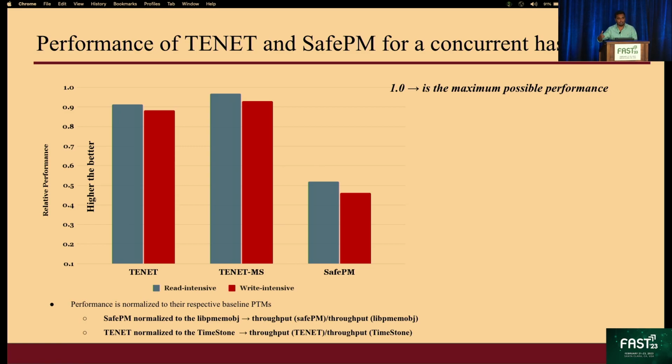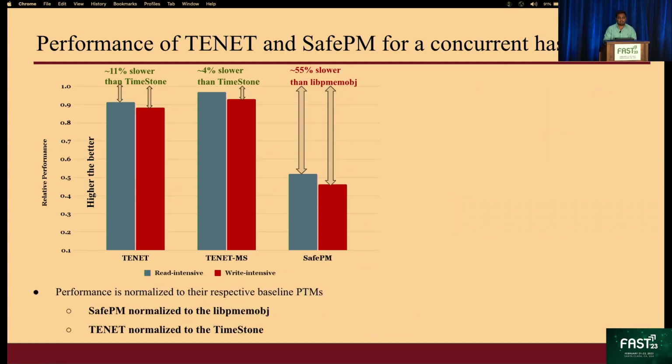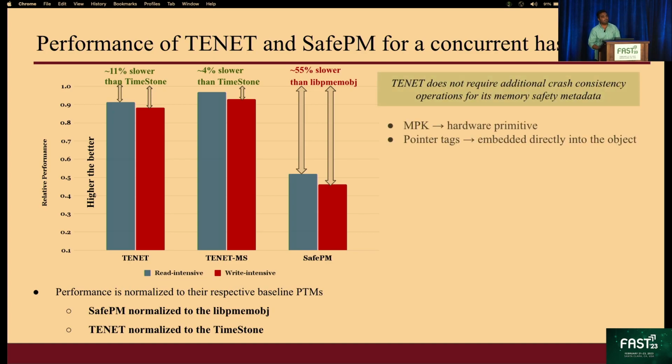And similarly for TENET, if you add TENET techniques to Timestone, how much is it slowed down? And the answer is, SafePM slows down the PMDK transaction by 55%, right? Whereas TENET slows down Timestone by 4% for only memory safety and 12% for both memory safety and fault tolerance, right? There are several key factors for why we are able to guarantee such low overhead, right?